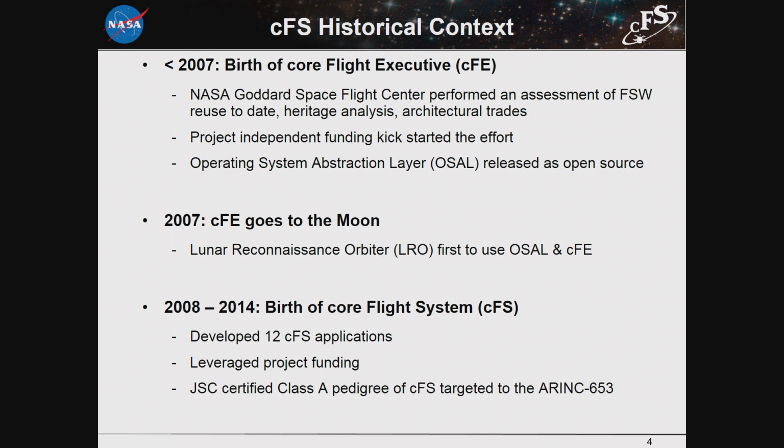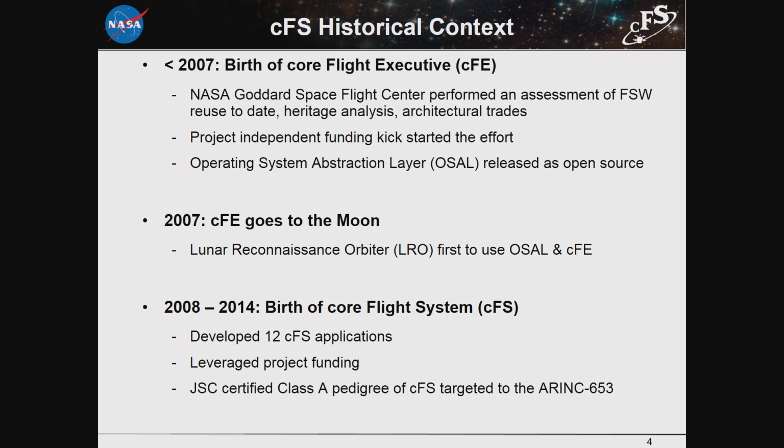We actually stepped back and did an analysis of our flight projects and the flight software, and that's where we got some project-independent money, and we were able to come up with a product line approach. But that was in-house. And then in 2007, Lunar Reconnaissance Orbiter, which is still orbiting the moon, used the operating system abstraction layer and the core flight executive. And then basically, this was really the birth of the core flight system, and that's everything together.